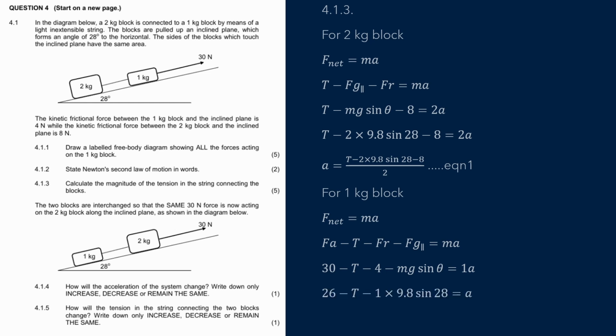And substituting in the values, I get 26 minus T, because 30 minus 4 is 26 on the previous formula. And hence I'll have (26 minus T) minus 1 times 9,8 sine of 28 is equal to a. And making a the subject of the formula, I will call that equation 2.